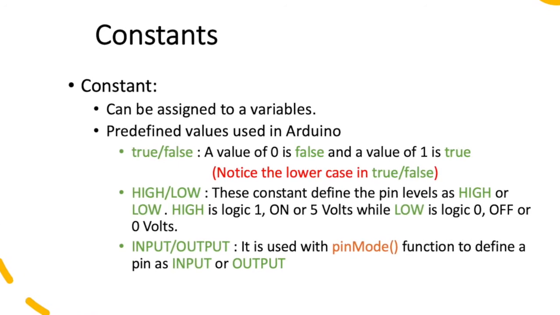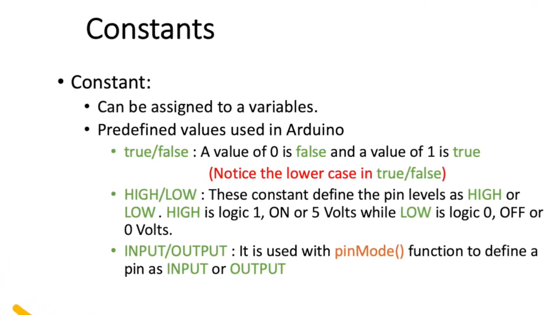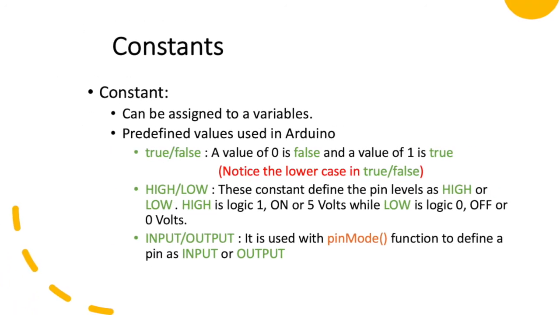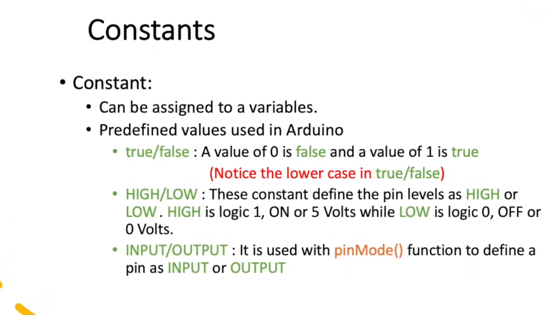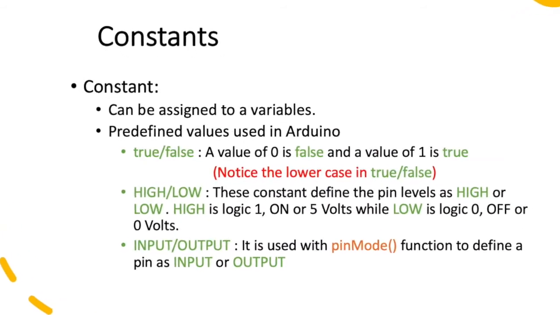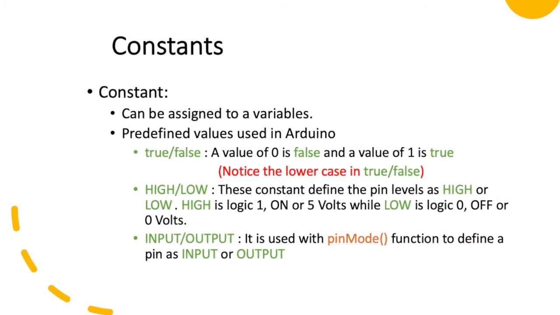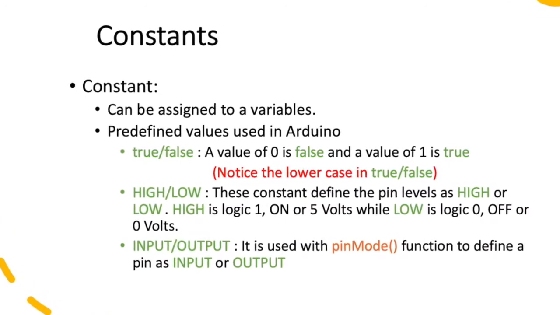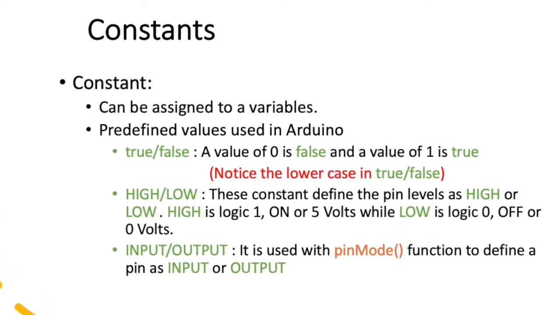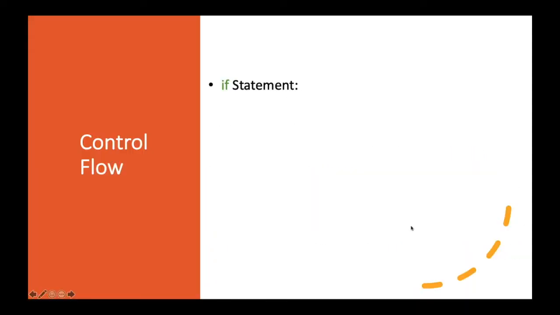Another kind is input and output. These constants are used with the pinMode function to define the function of a pin, whether a particular pin in Arduino is going to be an input pin or an output pin. In our subsequent video, we will see how to use true and false, how to use high and low, and how to use input and output in our Arduino programming.